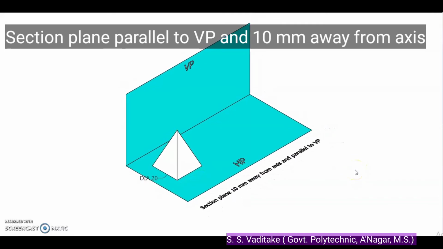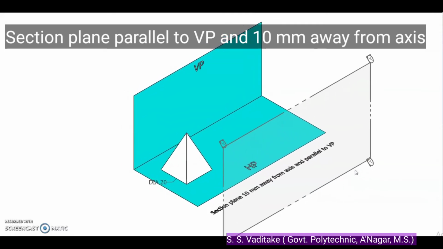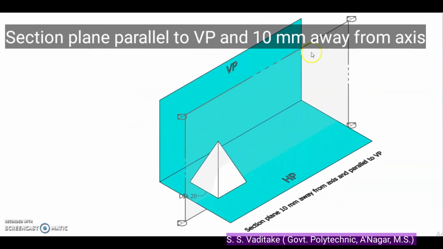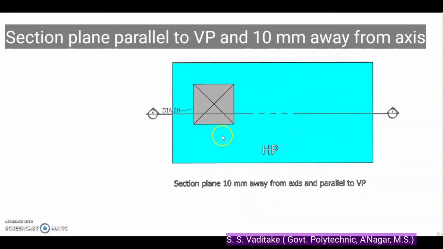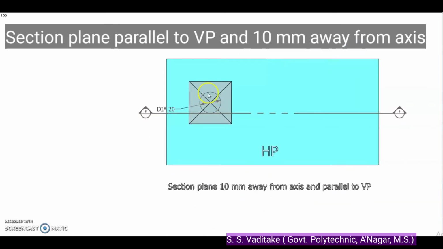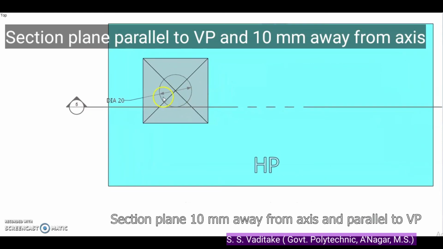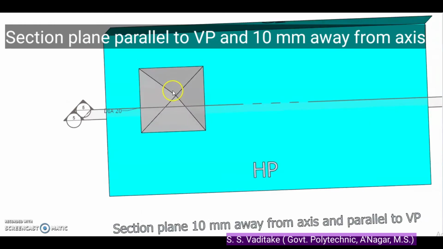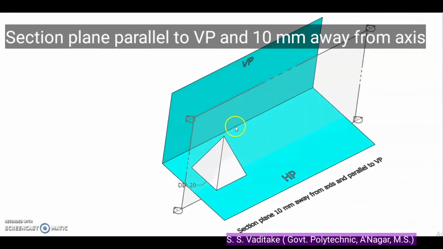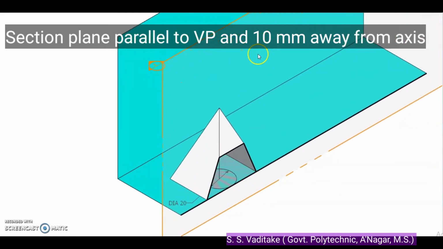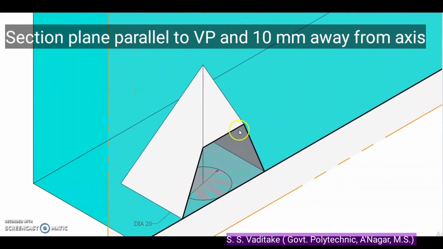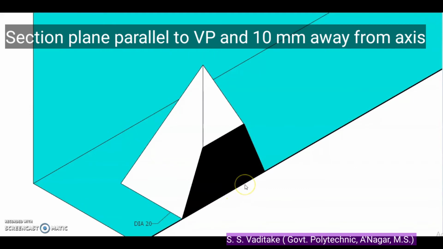Then with reference to this data, we have to locate the cutting plane, which is perpendicular to HP and parallel to VP. It should be represented in the top view only, as just a horizontal line which will indicate the section plane. Then its section is taken. The left part is observed for the sectional front view. So the sectional front view appears like this one.